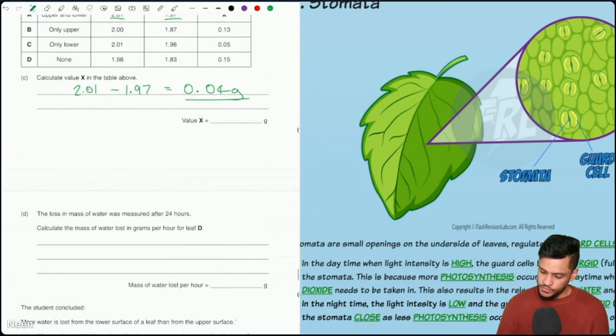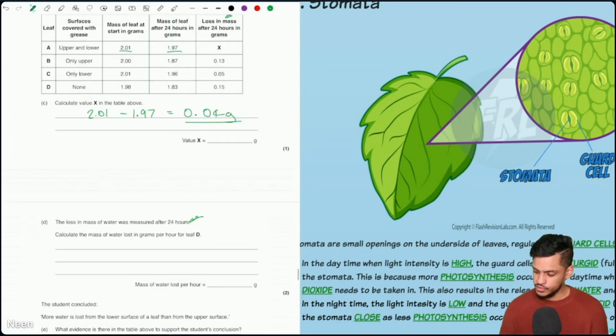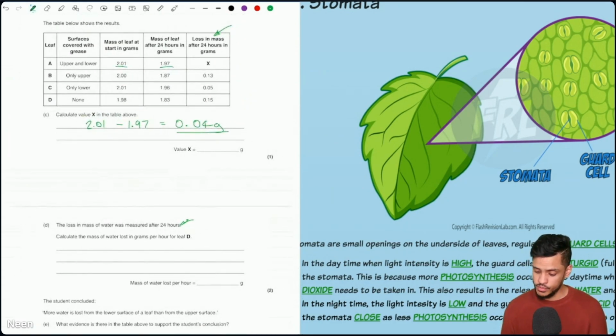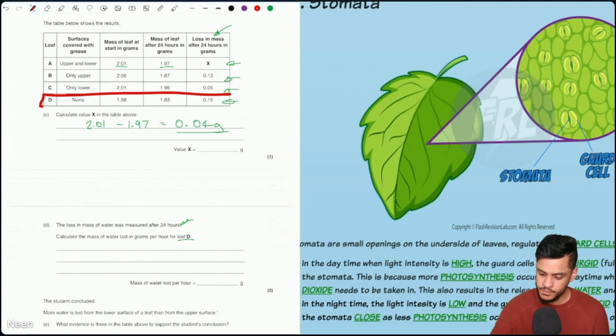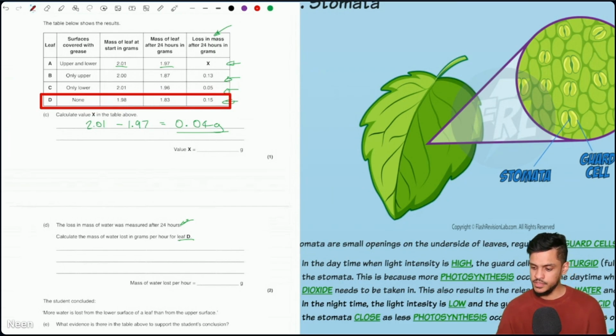The loss in mass of water was measured after 24 hours. Calculate the mass of water in grams per hour. What do you guys think you need to do here? 2 marks here. So after 24 hours, we've got our loss of mass here. For leaf D, we want to work out the mass of water lost per hour. So leaf D is this one here. Any idea what we need to do?